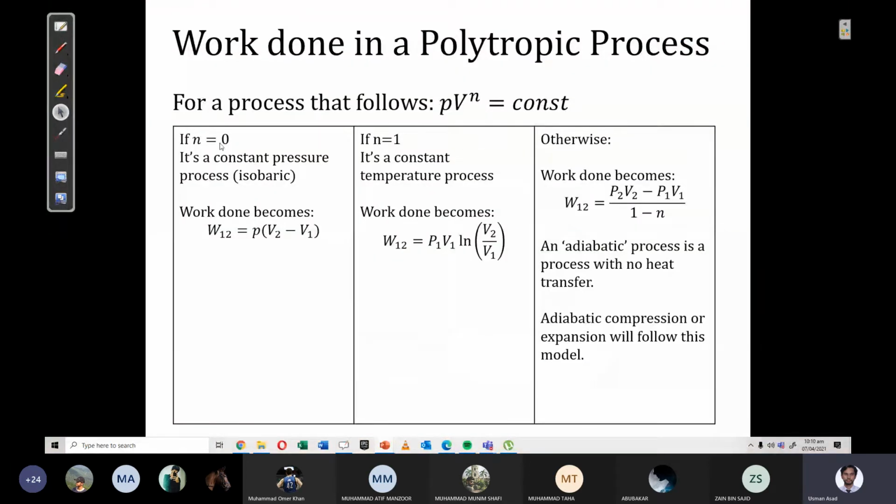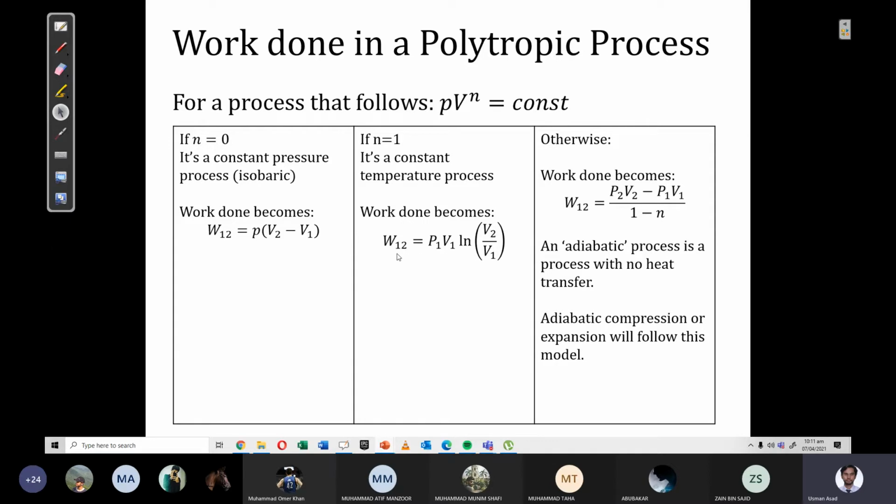ठीक है, अगर process ये इस टाइप का हो, PV raised to the power n is equal to constant टाइप का प्रोसेस हो, अगर उसमें n 0 हो तो constant pressure प्रोसेस होता है, तो उसमें वर्क डन जो होता है that is P into V2 minus V1. अगर n 1 हो तो that's a constant temperature process, isothermal process, in which the work done is P1 V1 times the natural log of V2 over V1. And if it's neither, then you can just use P2 V2 minus P1 V1 divided by 1 minus n.